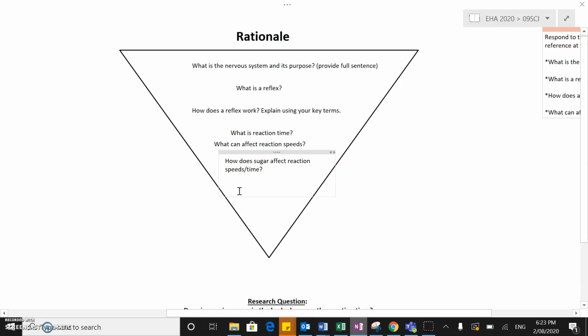And then sometimes it's nice to include, what is the importance of this investigation? It's nice just to note at the end of your rationale, why is this actually important? Why should anyone care about this? Why should they bother reading on? That will change for each of you.